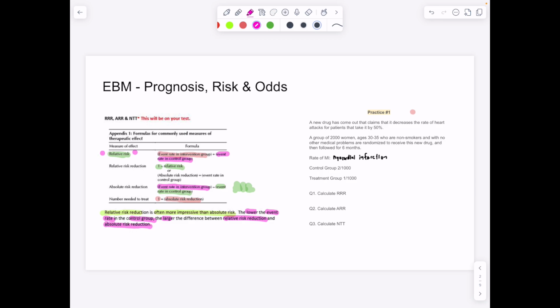But remember, relative risk is just the ratio of the event rate in the intervention group, so how many of our treatment group had a heart attack, divided by the event rate in the control group, how many people in the control group had a heart attack. And then relative risk reduction is 1 minus the relative risk. All right, so let's just go with that example.